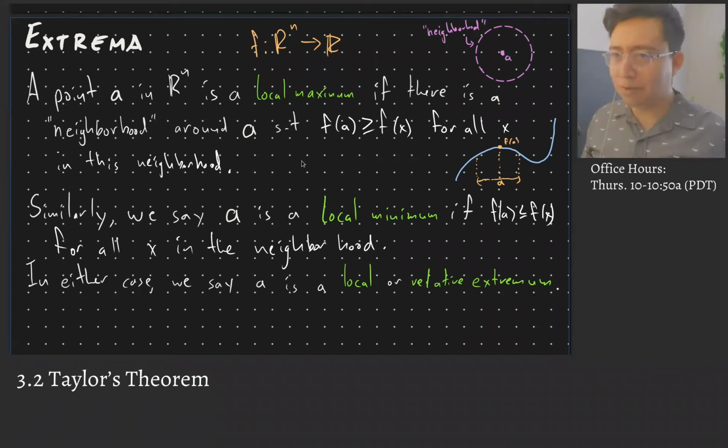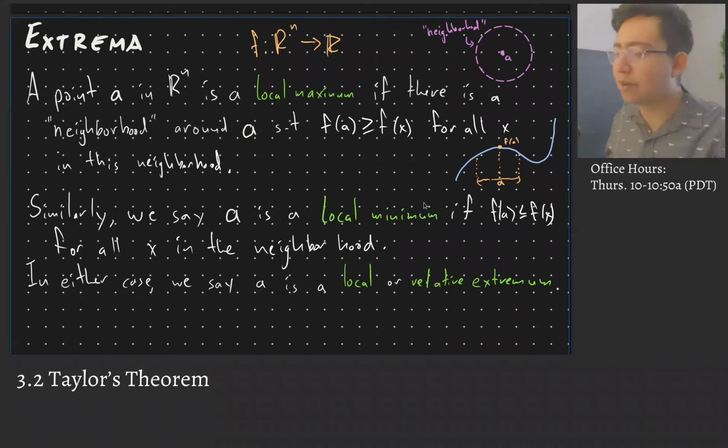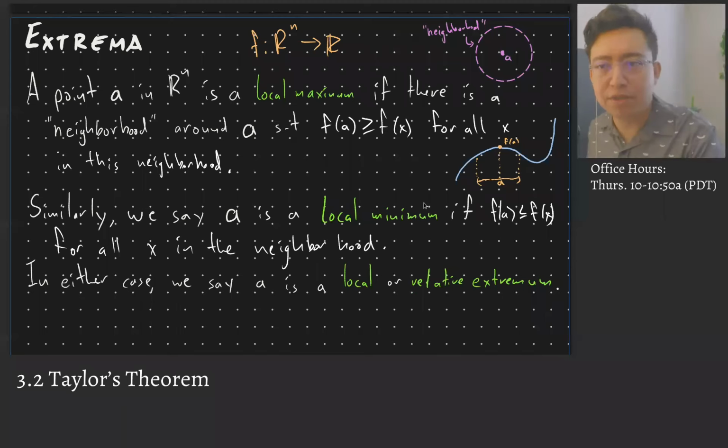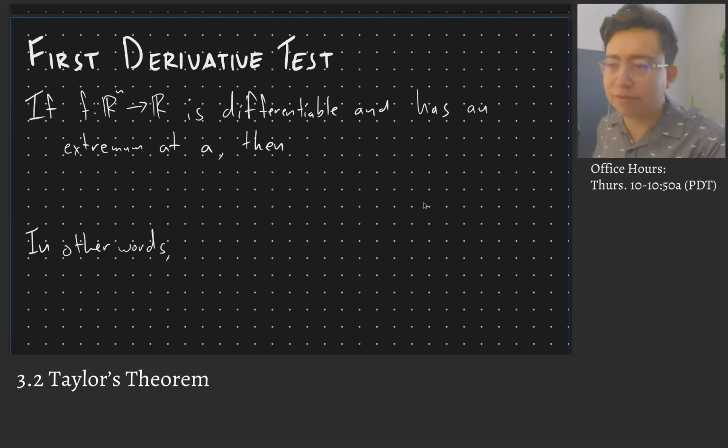So let's talk some more about how we would actually go about finding these. I can define these, but how do we actually go about finding where the local minimum and maximum are? Just like in the single variable case, we had what we called a first derivative test, which was figuring out where the derivative is equal to 0. That's going to tell us where we might have a maximum or a minimum, or just an extremum in general.